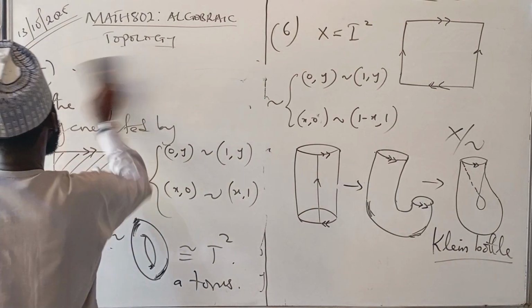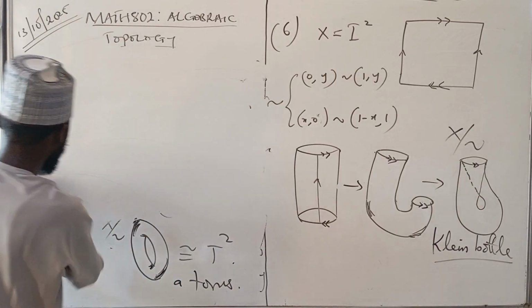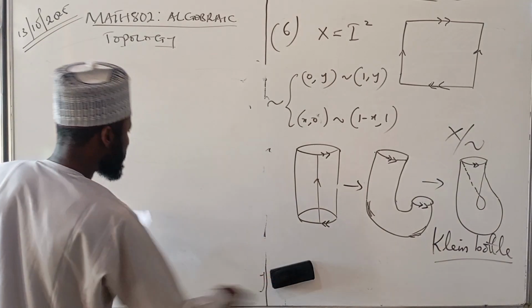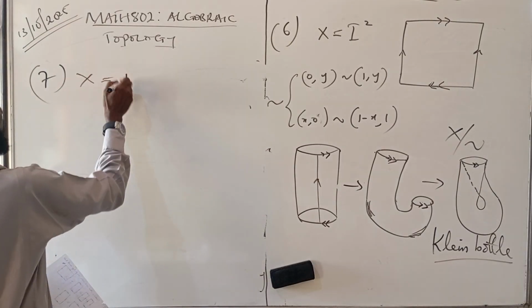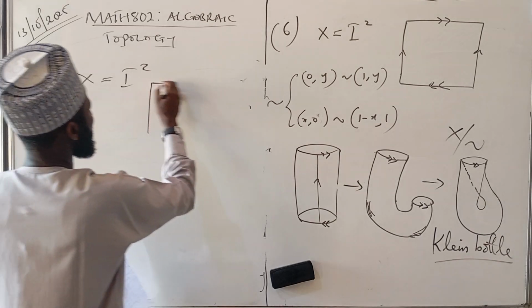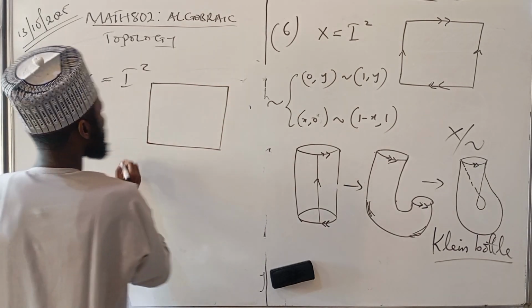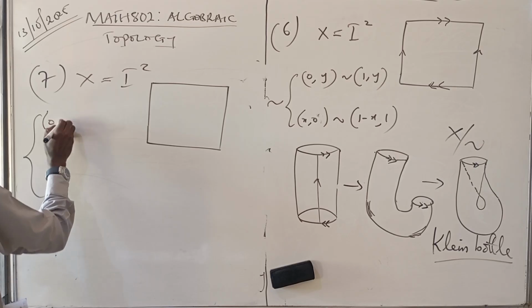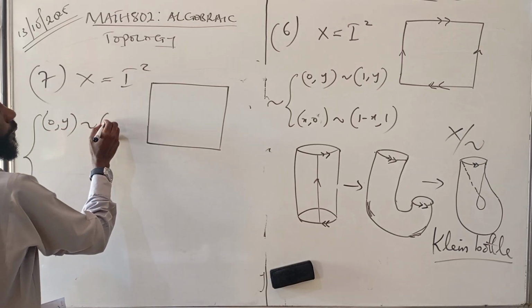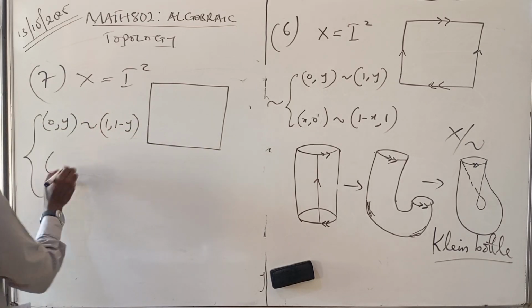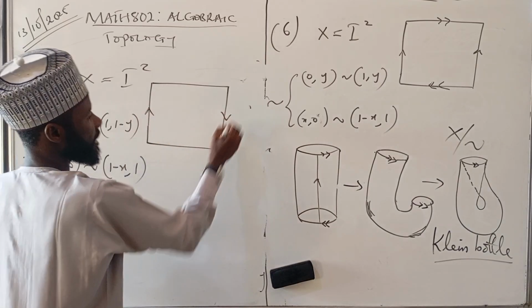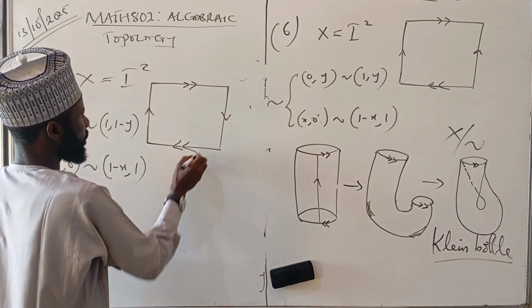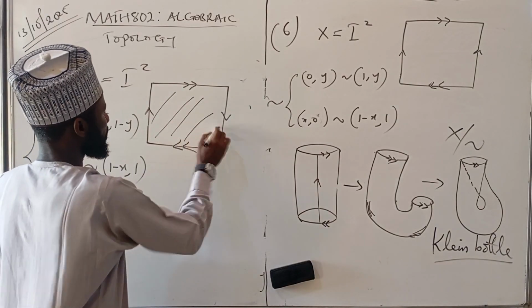The last one will be number 7. You can guess what number 7 will be. It is still I2, but this time around I'm going to generate using (0, y), (1, 1 minus y), and (x, 0), (1 minus x, 1). So this time around in the opposite direction, and here also in the opposite direction. So everything in the opposite direction.